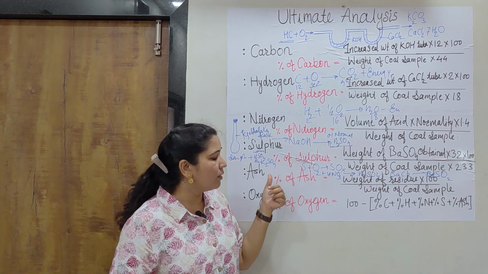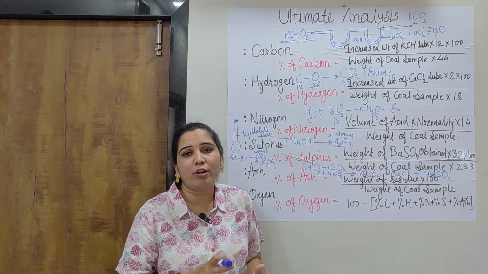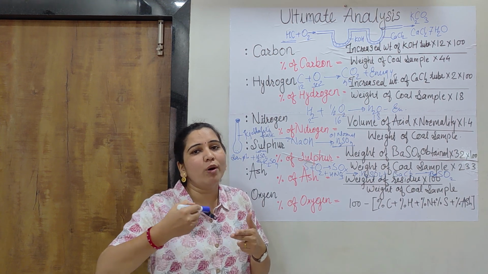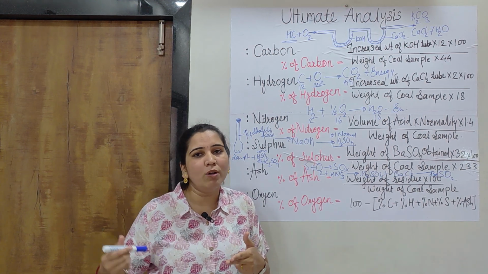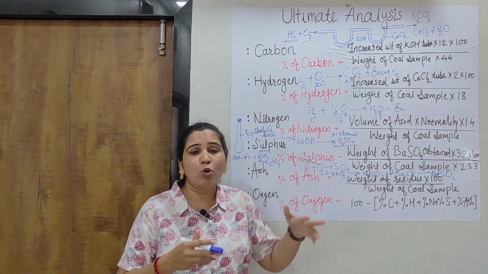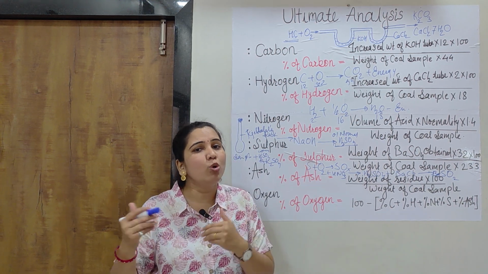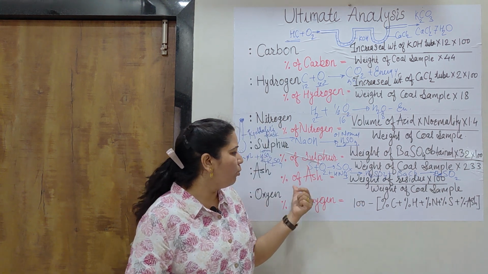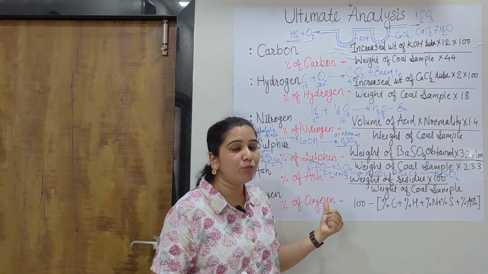Now, after that, the importance of sulfur: it is not helpful for any good quality coal. The higher the amount of sulfur, the lower will be the calorific value, and ultimately the lower will be the quality of coal. So, the lower the amount of sulfur, the better will be the quality of coal. That is the significance. Now moving to the next, that is the percentage of ash.